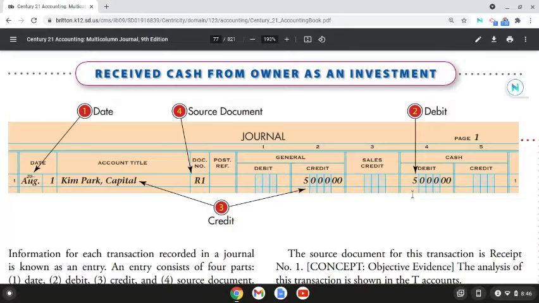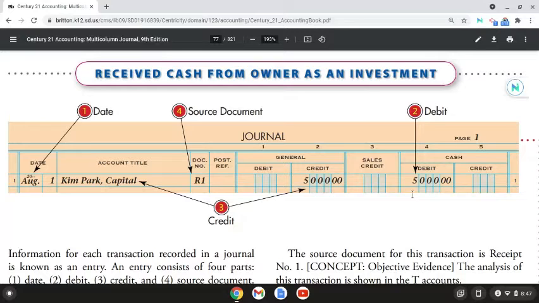Now we have to figure out what account gets debited and what account gets credited. Since we have received cash from the owner as an investment, and anytime that we receive cash, our cash account is going up or being increased, for this transaction we're going to debit cash for $5,000. And then we're going to credit Kim Park Capital for the same amount. And this is on page 1 of a journal book.